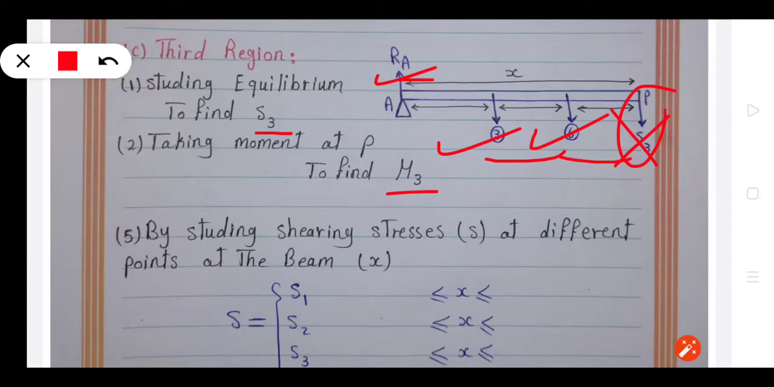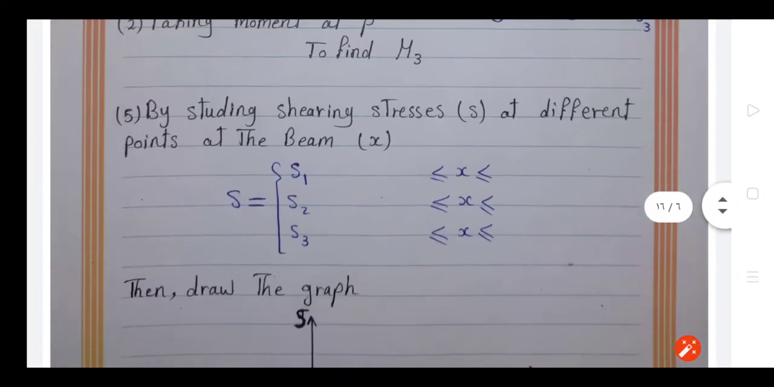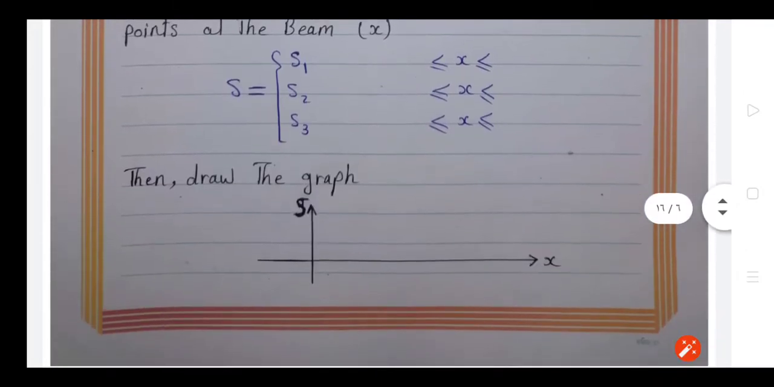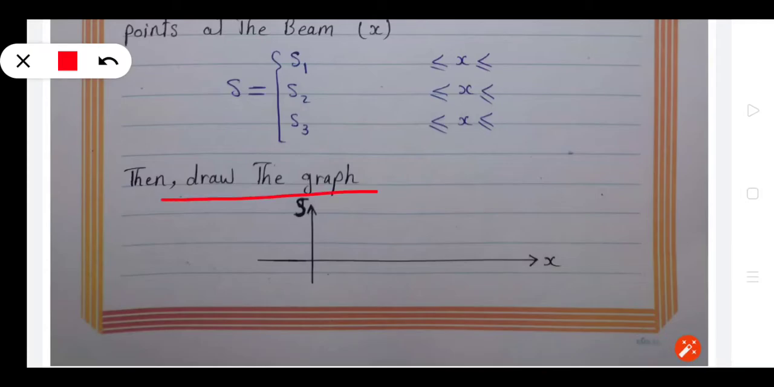Step 5, we will study shearing stress at different points on the beam. Now we have S1, S2 and S3. We write it in this form: S1, S2, S3, which we have from the first region, the second region and the third region. Finally, we draw the graph between X and S.